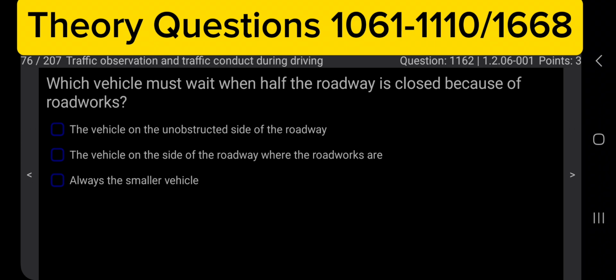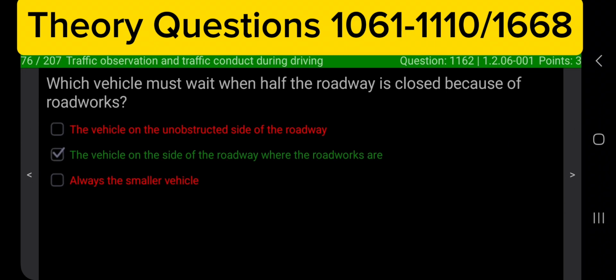Which vehicle must wait when half the roadway is closed because of roadworks? The vehicle on the unobstructed side of the roadway. The vehicle on the side of the roadway where the roadworks are. Always the smaller vehicle.